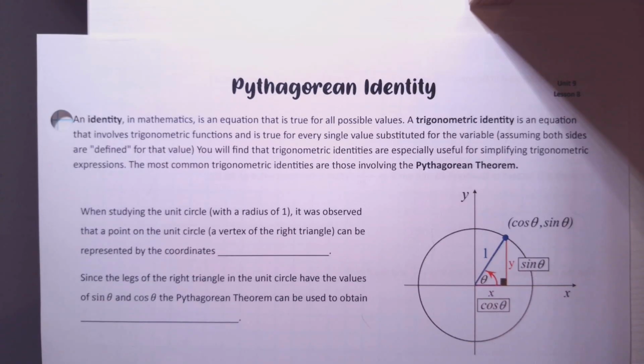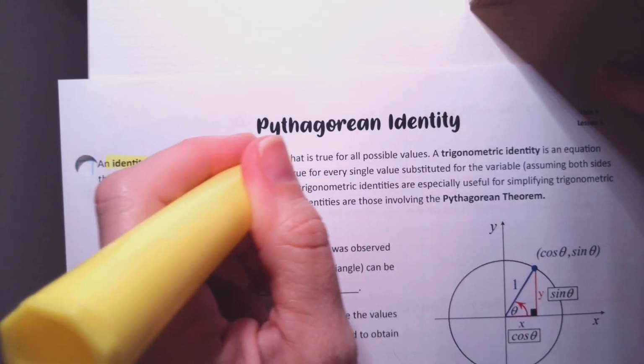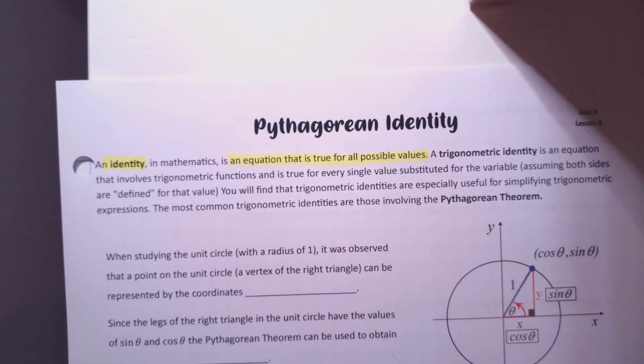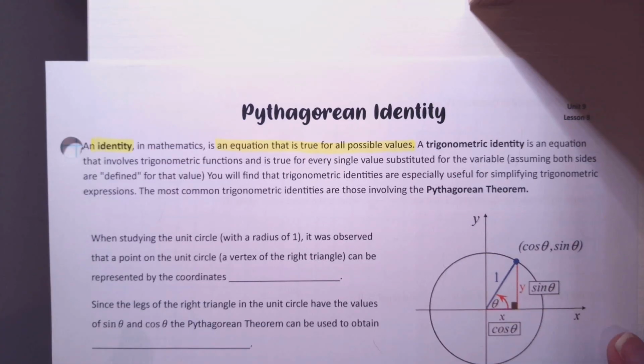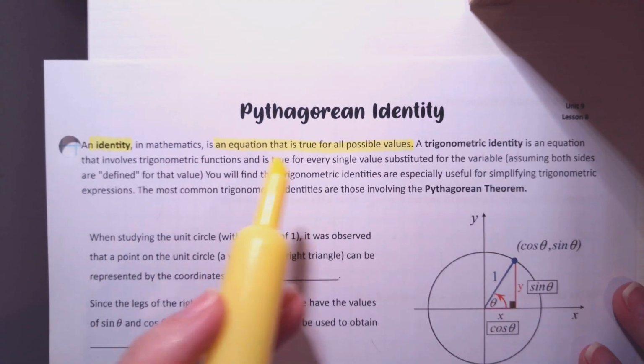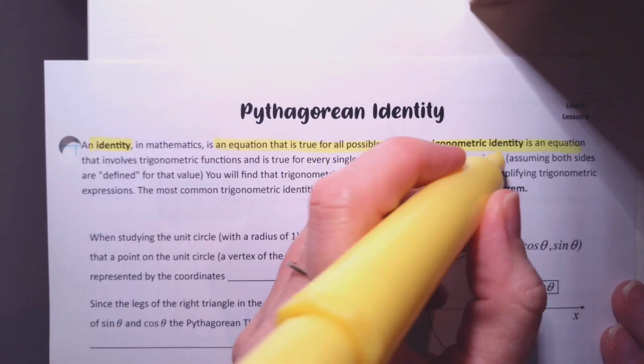Just some definitions first. What the heck is an identity? An identity in math is an equation that is true for all possible values. We say this every now and then, like back in Algebra 1 when you were solving an equation and at the very end you got something like 2 equals 2. We called it an identity because both sides were the same. A trig identity is an equation that involves trig functions that is true for every single value substituted in for the variable.